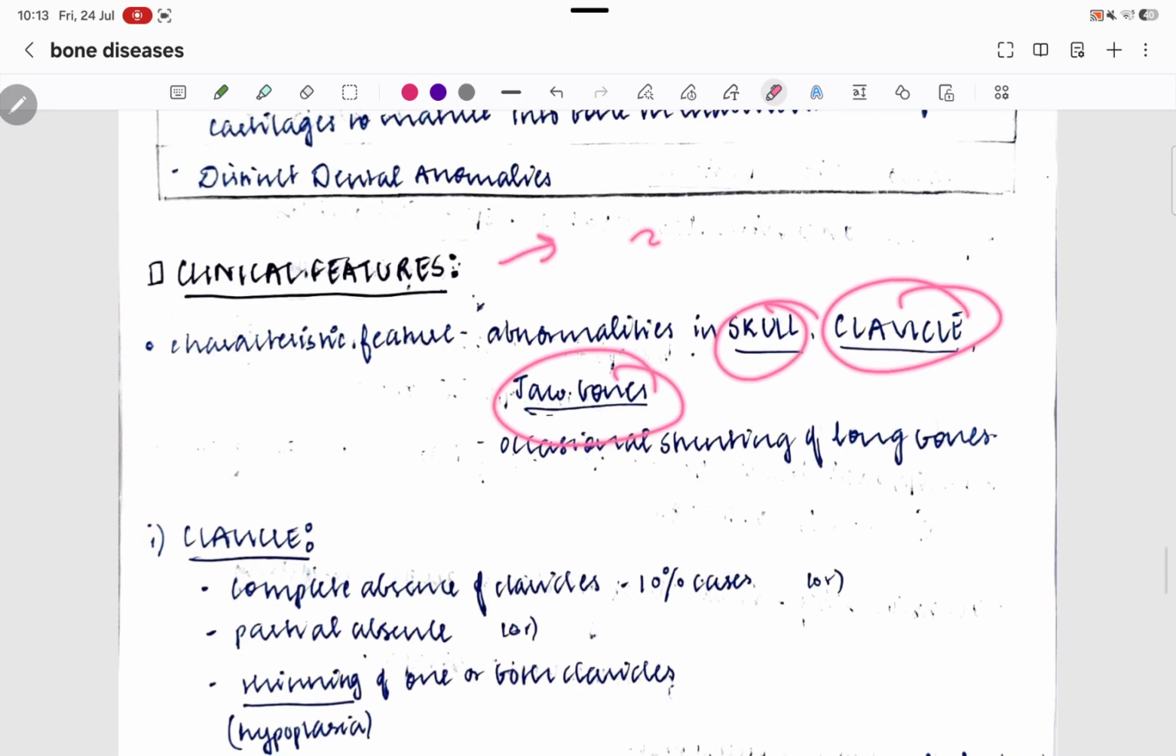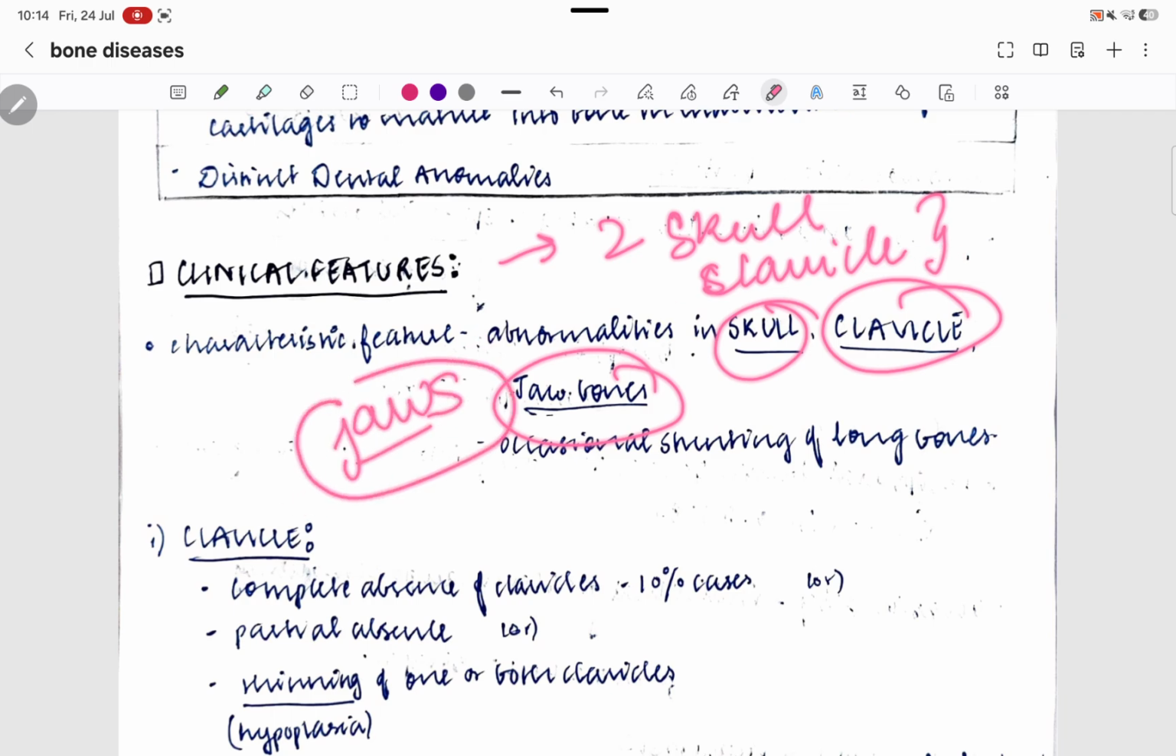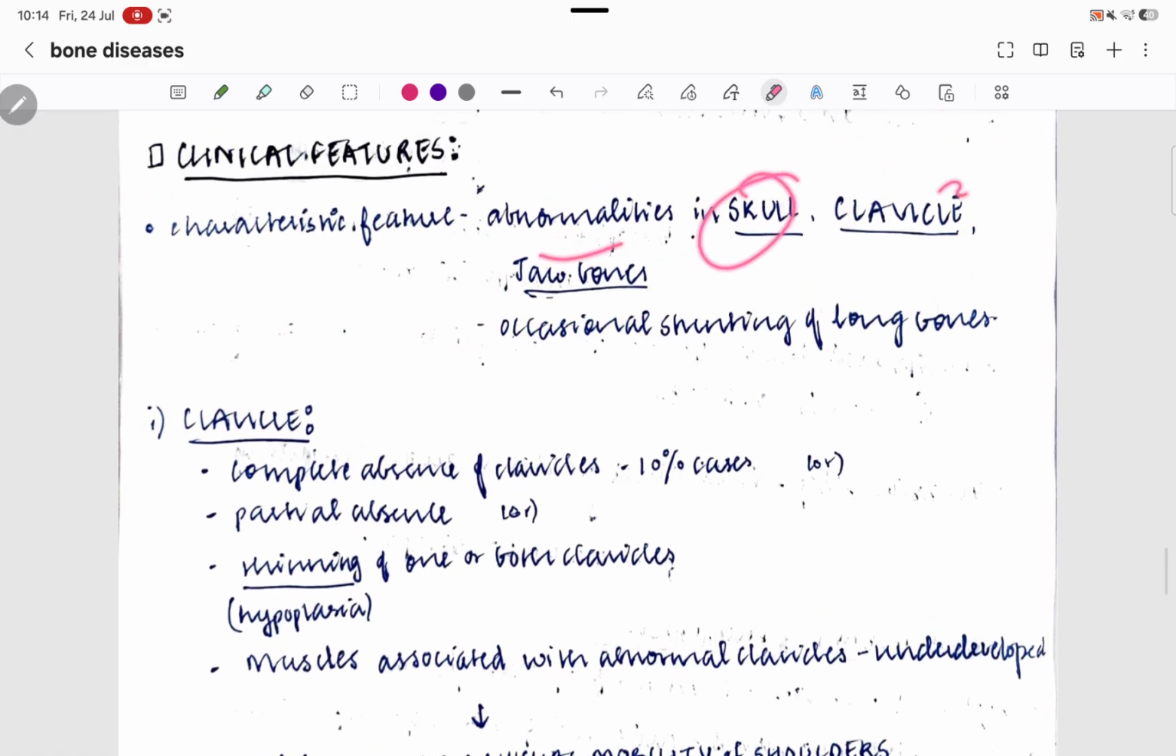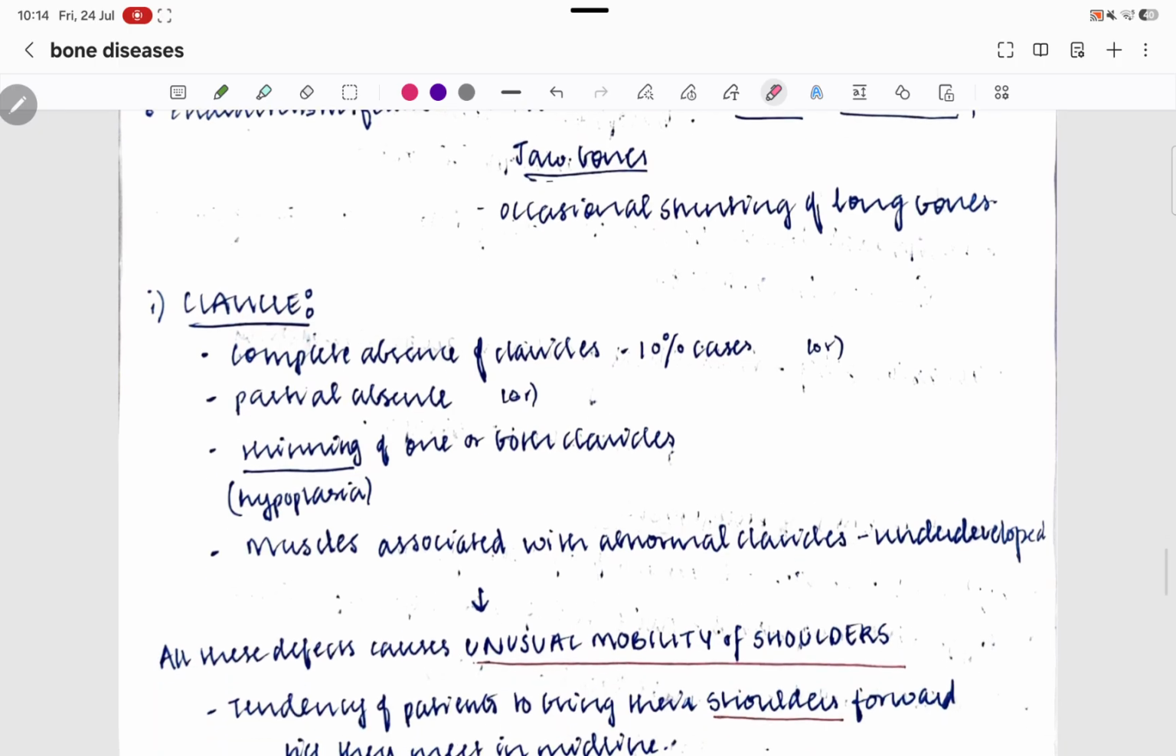Then coming to the clinical features, the characteristic feature is abnormality in the skull, clavicle, and jawbone. So it affects majorly 2 bones, that is your skull and clavicle, but it also affects the jaws minorly. Since our interest is jaws, we are going to study mainly the clinical features of the jaw. Occasionally shunting of long bones also occurs. Shunting is decrease in the size of the long bones.